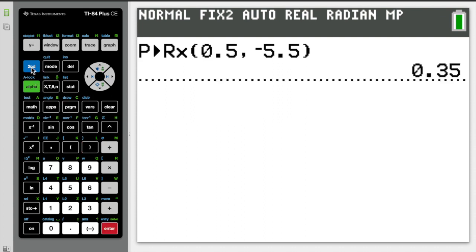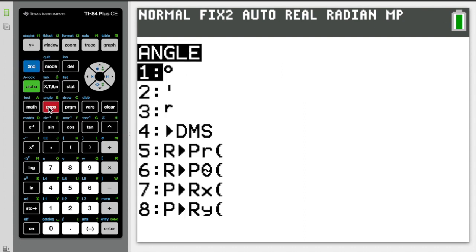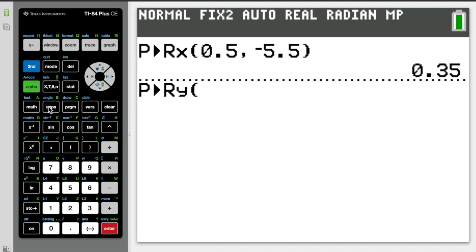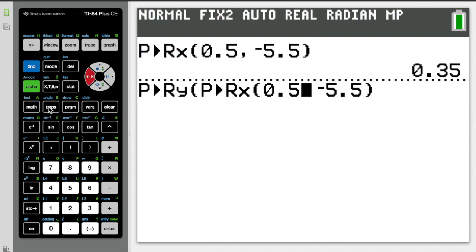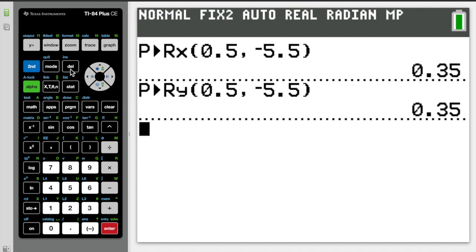Now I go back and get my y coordinate, second, angle, and I want to get my polar form and change it to the y. Now this one is a little different than the 36. I can go and copy this if I want to, because I don't want to type all that in, and just delete that command, and it'll actually copy the measurements for the radius and theta. You can see they're both 0.35. That is correct. The x and y coordinates are equal at this particular place.